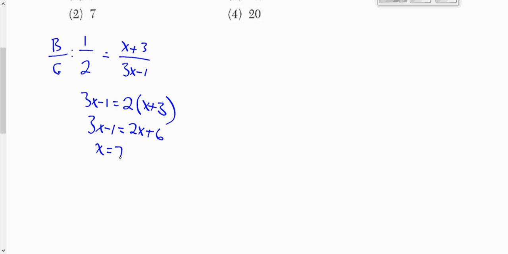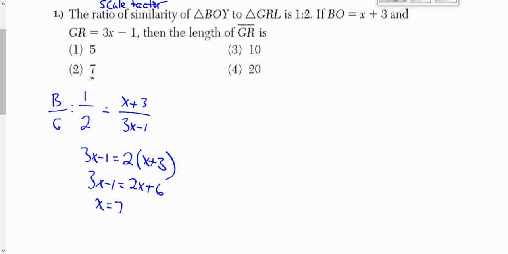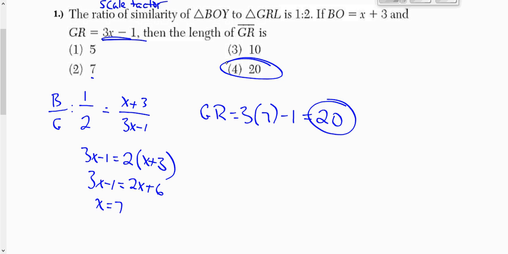Okay. But look at here. That's not the answer, though, right? Not quite. What do we have to do? 3x. So we got to plug it into this guy, don't we? 3 times 7 minus 1. So it's 21 minus 1, which is 20. Okay? Any questions on this one? All right, so you got to do this work here, right? That's the work you got to do.